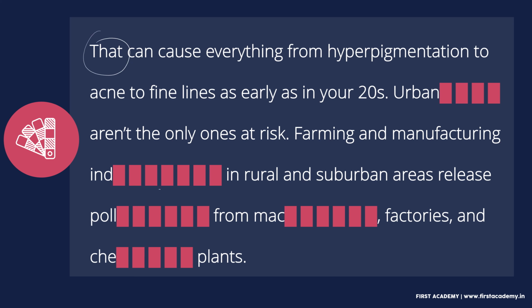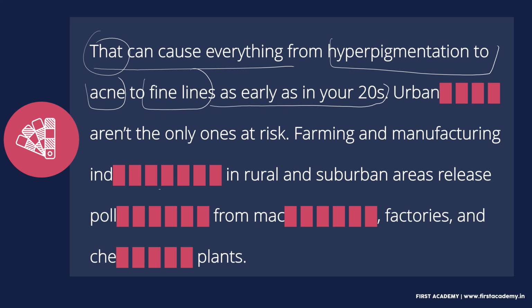Now in the previous part we've looked at inflammation and its damaging effects. Those damaging effects can cause everything from hyperpigmentation to acne to fine lines as early as in your 20s. Once again, remember, pollution is sneakier and bad, and it's a social message here. Try to pollute as little as possible, and if you have your AC turned on right now, either turn it off or set it to 24.